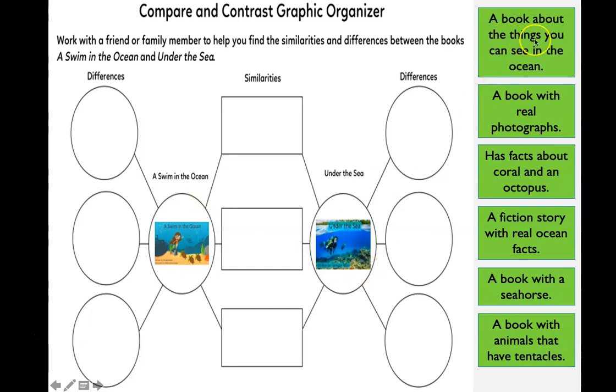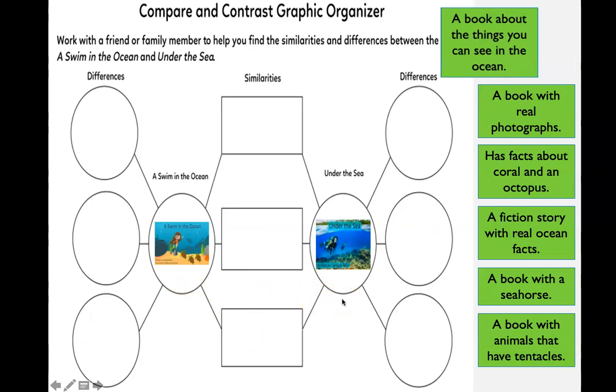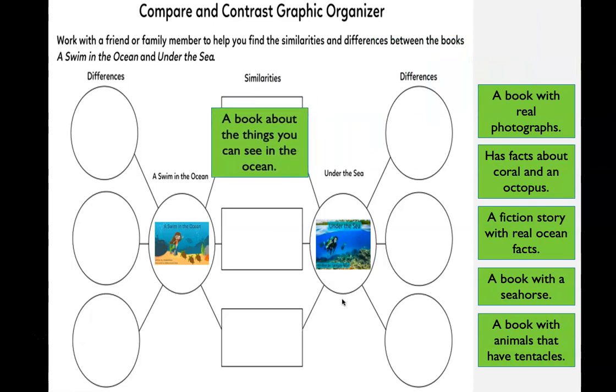A book about things you can see in the ocean. Did they both have things you can see in the ocean? Or just one of them? You're right. Same! They both were books about things you can see in the ocean. Let's look at the next one.